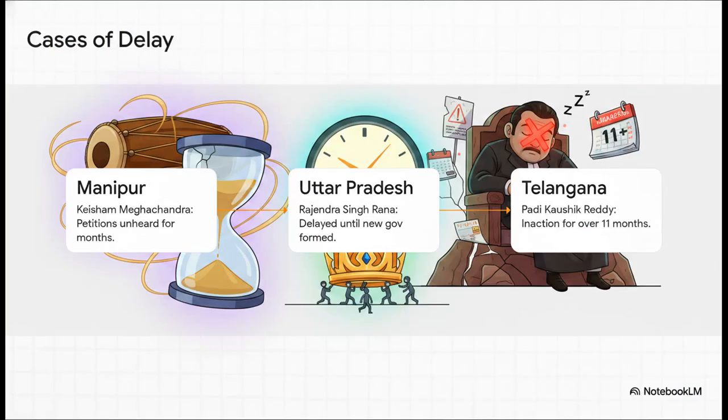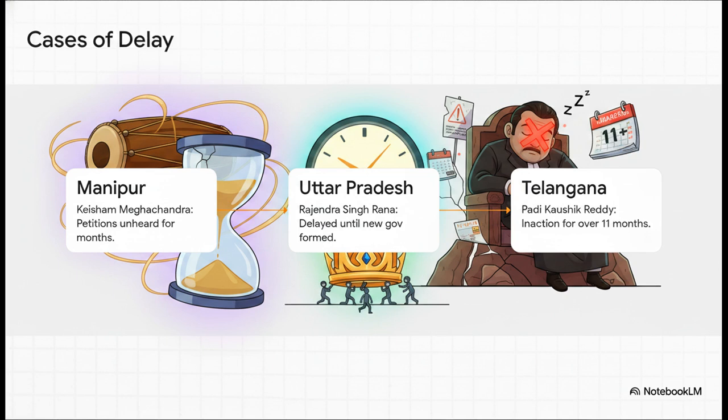And this is not just some theoretical legal quirk. It is a repetitive, highly strategic pattern. First, look at the Kishan Megachandra case in Manipur, where disqualification petitions sat completely unheard for months. Then in UP, the Rajinder Singh Rana case saw a speaker delaying action just long enough for a brand new government to literally form using the support of those exact defectors. And in the 2025 Paddy Kaushik Reddy case in Telangana, you had total, deliberate inaction for over 11 months.